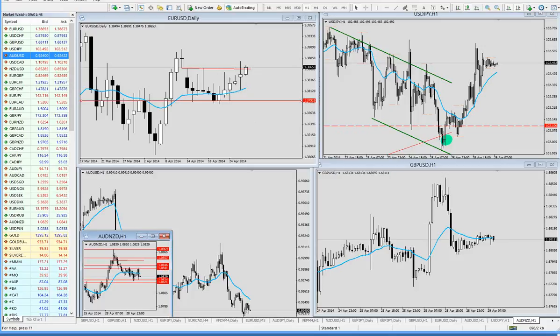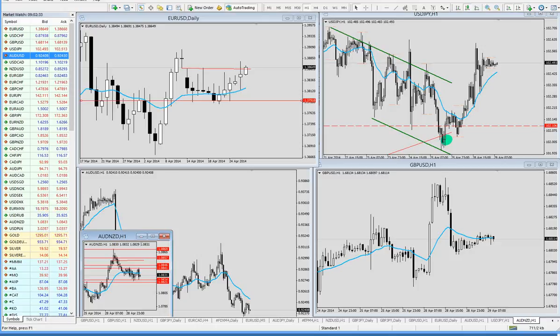Guys, let's start with macro. So today during the European session we do have a German preliminary CPI. Then we have UK preliminary GDP. Then during the US session we've got consumer confidence in the US, and half an hour before the US session close we've got the conference of Bank of Canada, Mr. Poloz.